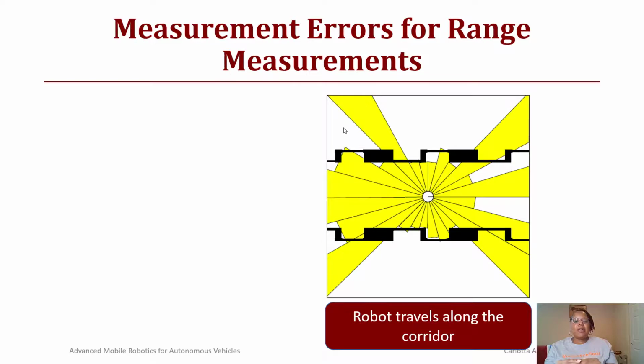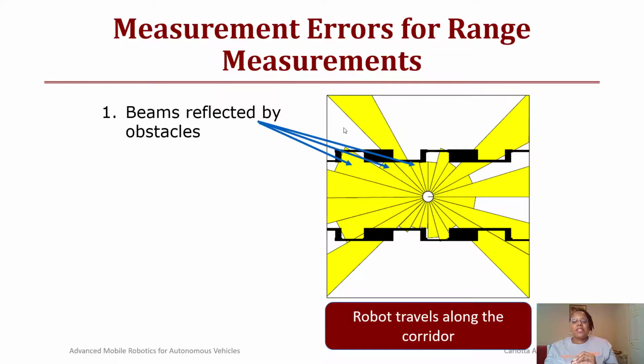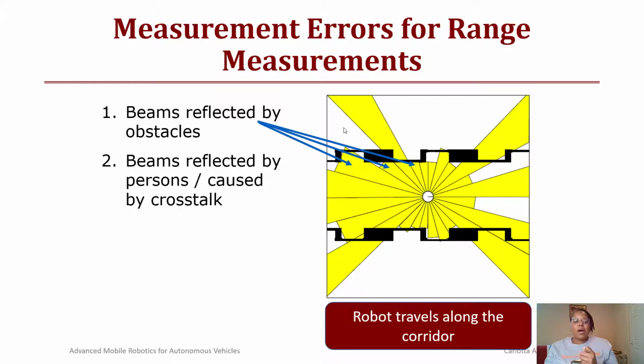So measurement errors for range measurements. Notice here, we have a robot that is traveling through a corridor, and once again, we identified several different types of error. The first one is that the beams are reflected by the obstacles. So obviously, that's when the sonar or laser is working reliably and it's sending back exactly the distance and presence of a wall or door in the corridor. But then what about when beams reflect by a person or crosstalk if we're talking about sonar? So then you're going to get a beam that stops short. And so those may model presence of things in the world that will not be shown on the map of the environment.